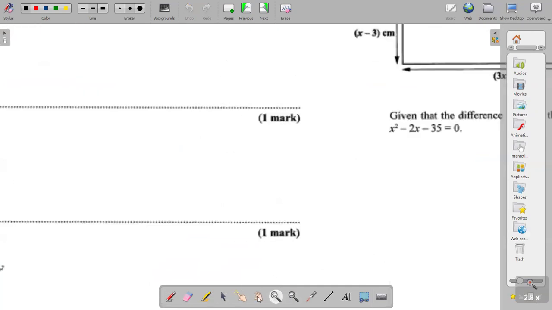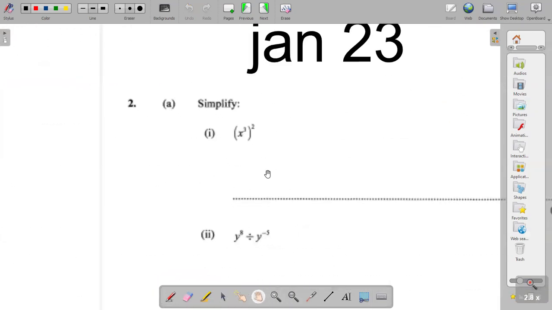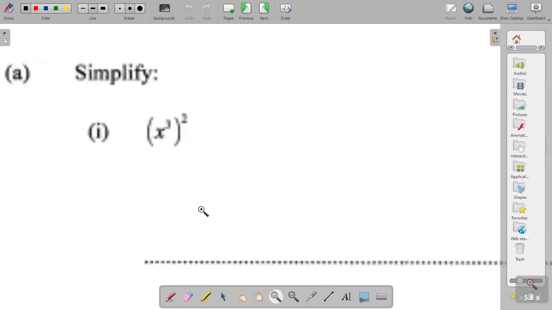Okay. We're busting through the next one. So you see, we're three exams in. All I want is the answer. What's the answer for this? Let me just write it over. x to the 3rd power times 2. What's the answer?